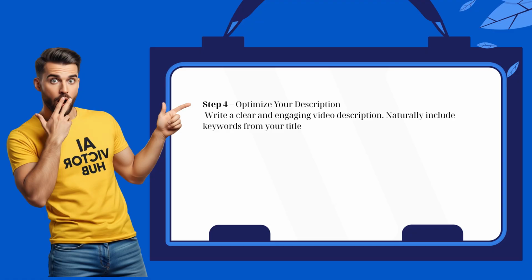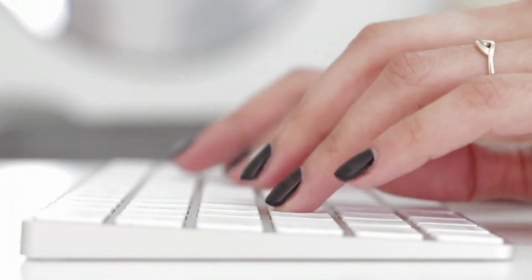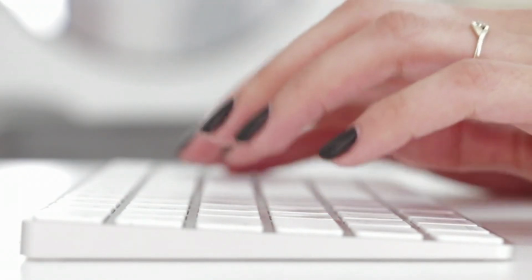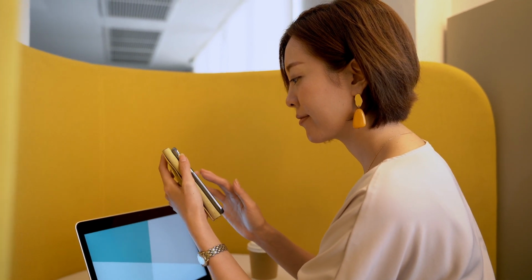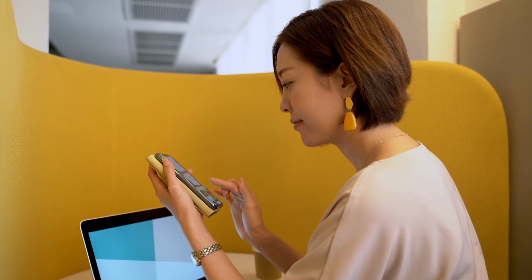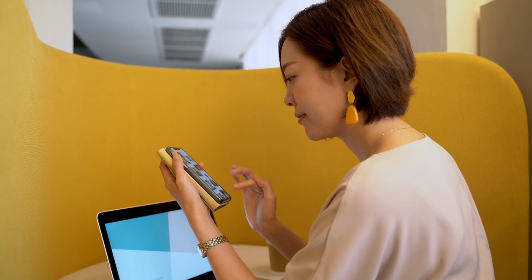Step 4. Optimize your description. Write a clear and engaging video description. Naturally include keywords from your title to help boost discoverability. Step 5. Add smart tags. Include relevant tags based on your title and niche. Example: health, morning routine, productivity, stress relief, content ideas.